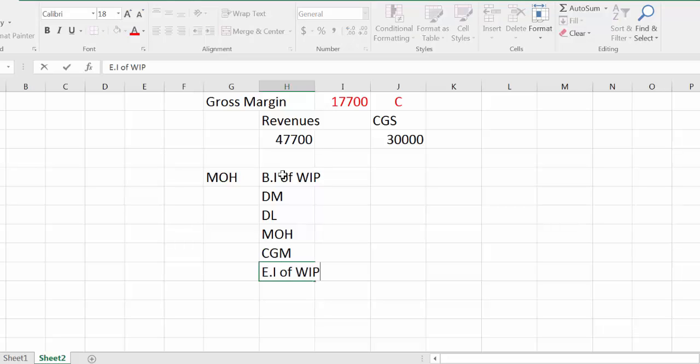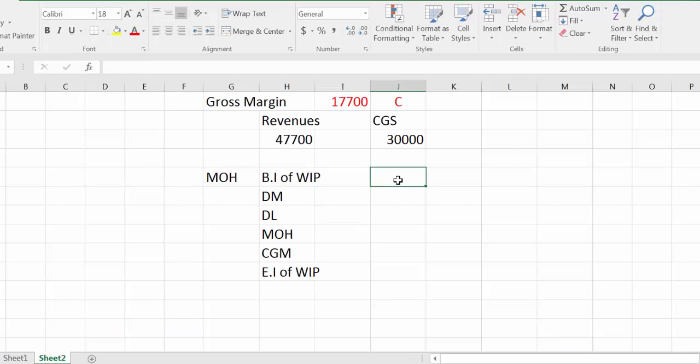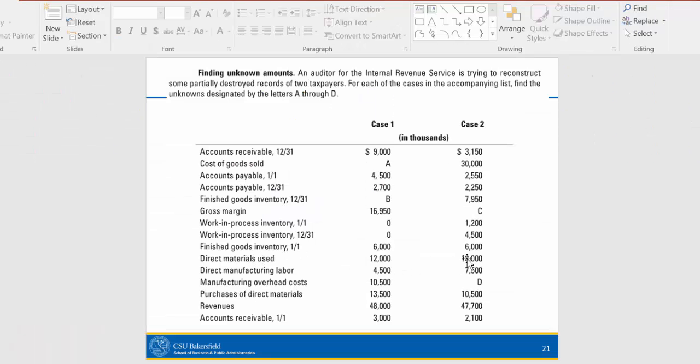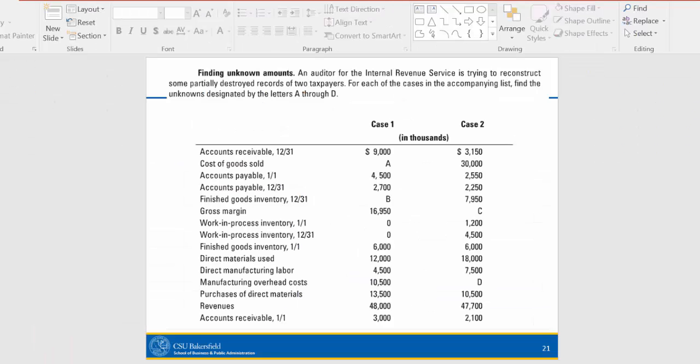That's what you have here. If we have all the values or most values in this formula, then we can find the only value that we don't know. So let's go back to the slide to see if we can find all of them. First, the beginning inventory of WIP. It's right here, January 1st. We have 1,200. Second, do we have direct materials? Yes, we do, which is 18,000. Let me put it here. Do we have a direct manufacturing labor cost? Yes, we do, which is 7,500.